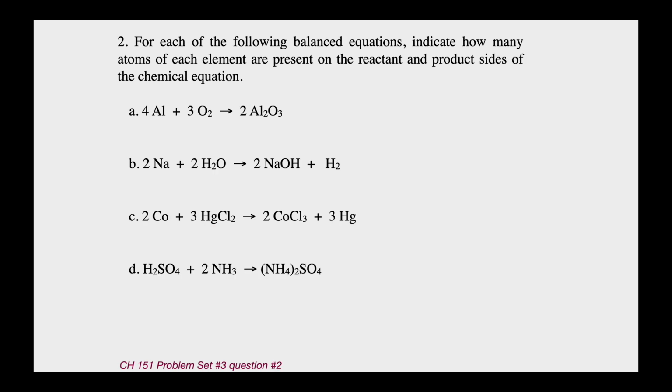For each of these balanced equations, indicate how many atoms of each element are present on the reactant and product sides of the chemical equation. Now, this is the whole idea behind having a balanced reaction. Balance just means that the atoms that go in are accounted for on the way back out. The relationships of the atoms to each other is probably going to change, but the atoms that go in equal the atoms that go out.